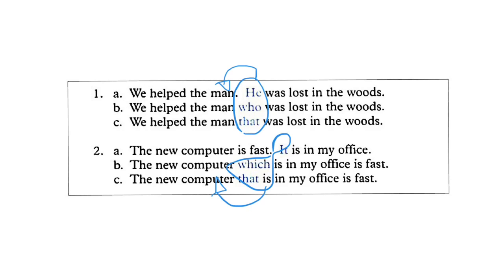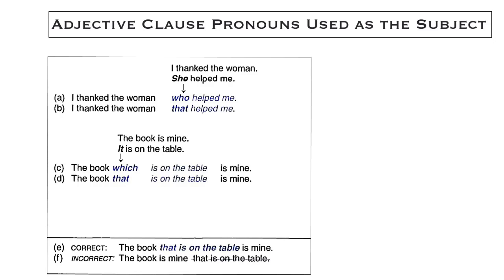If we focus on the relationship between the noun and the pronouns, we could conclude that human and non-human nouns will need different pronouns, such as who to refer to a human noun and which to refer to a non-human noun. Now, let us continue to adjective clause pronouns used as the subject.